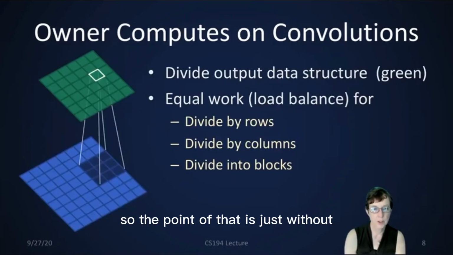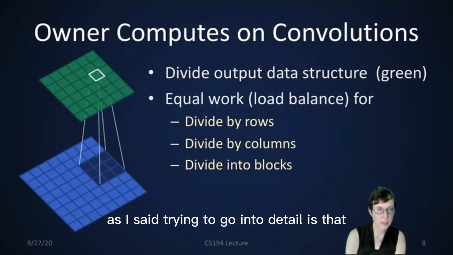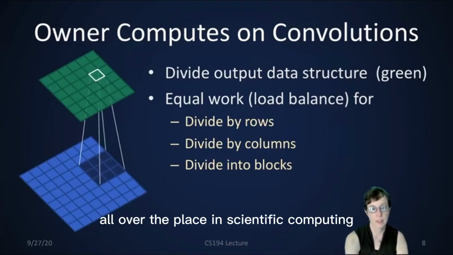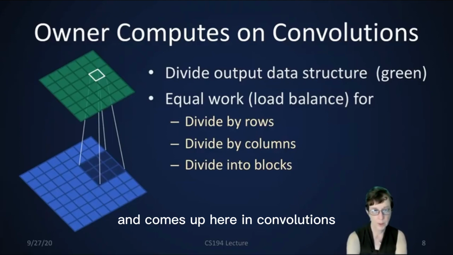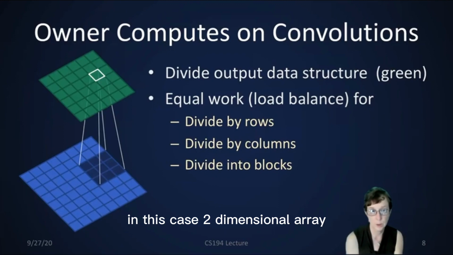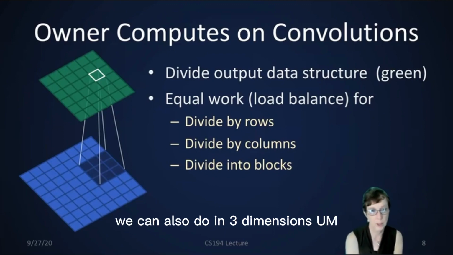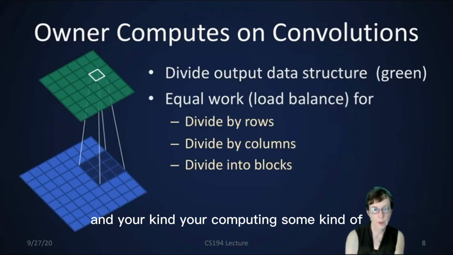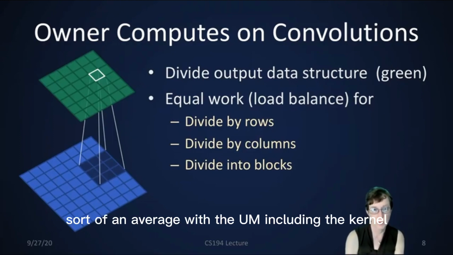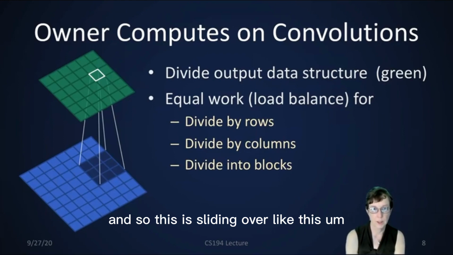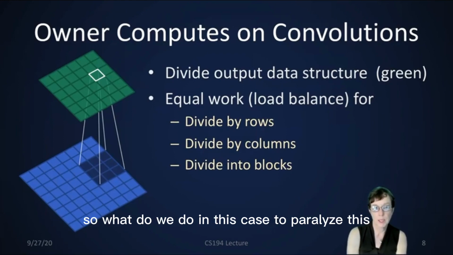The point of that is just, without trying to go into details, that this computational pattern, which comes up all over the place in scientific computing and here in convolutions, is that you're sliding through this, in this case, two-dimensional array. We can also do it in three dimensions, but in this case, a two-dimensional array, and you're computing some kind of average including the kernel in order to compute one of the values of the output. And so this is sliding over like this. So what do we do in this case to parallelize this?